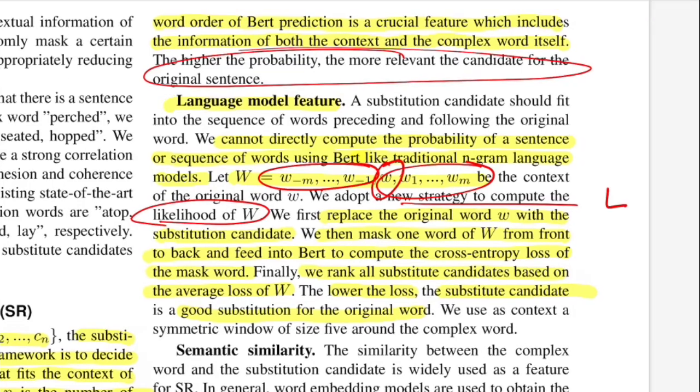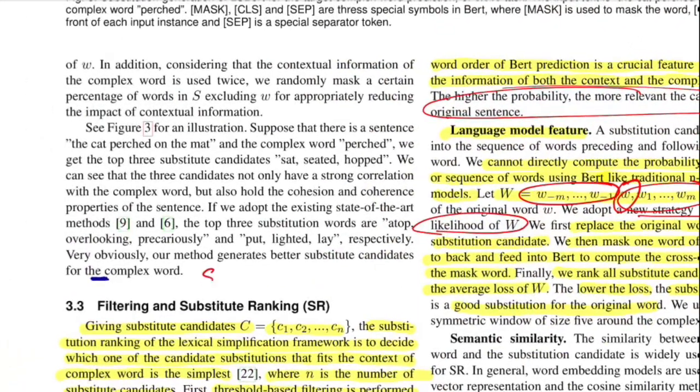Okay, so what they are saying is you have a sentence S that has n words, W1 to Wn, and let's say W5 was the word that was identified as a complex word.